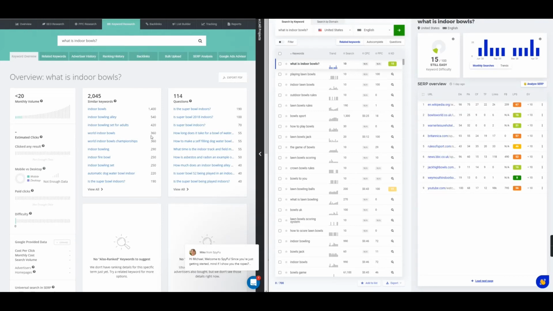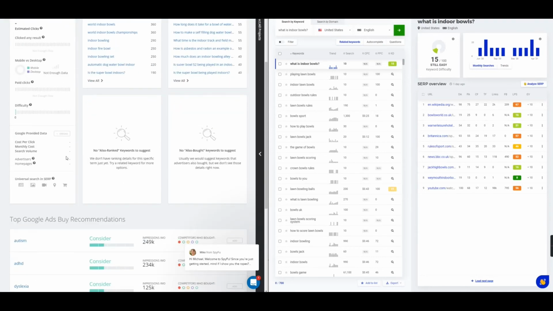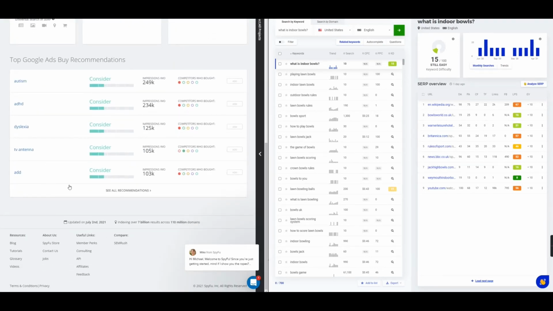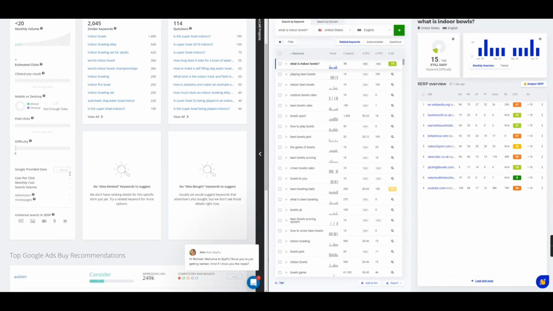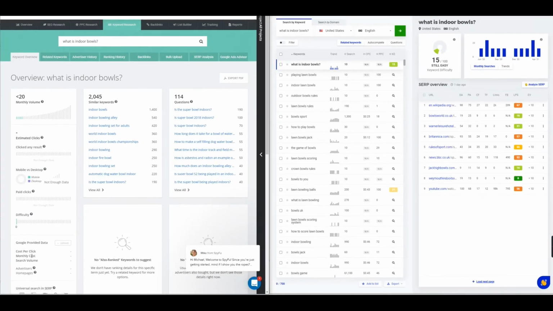Okay, and then over on Spyfu, they don't have anything. They have a difficulty score of 0, and they don't have hardly any information. So yeah, not very good. Not very good at all. I mean, there are some. Oh, so the questions are talking more about the Super Bowl rather than indoor bowls, and yeah. So okay, similar keywords. Some of them world indoor bowls. So some of them are related. Okay, so that's the indoor bowls one done.